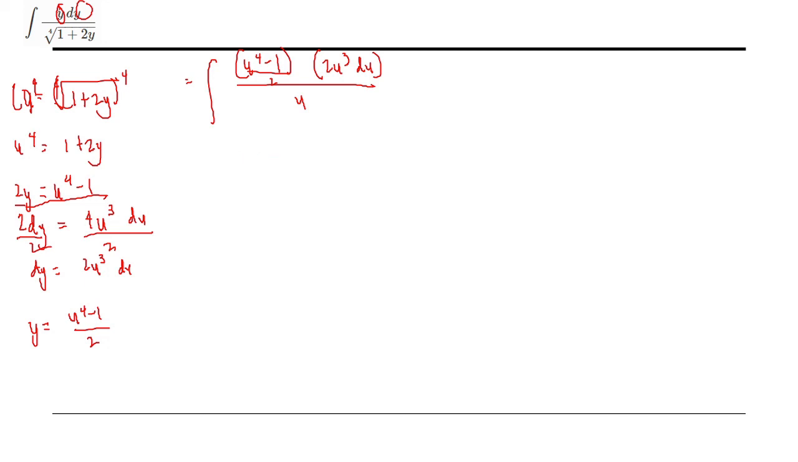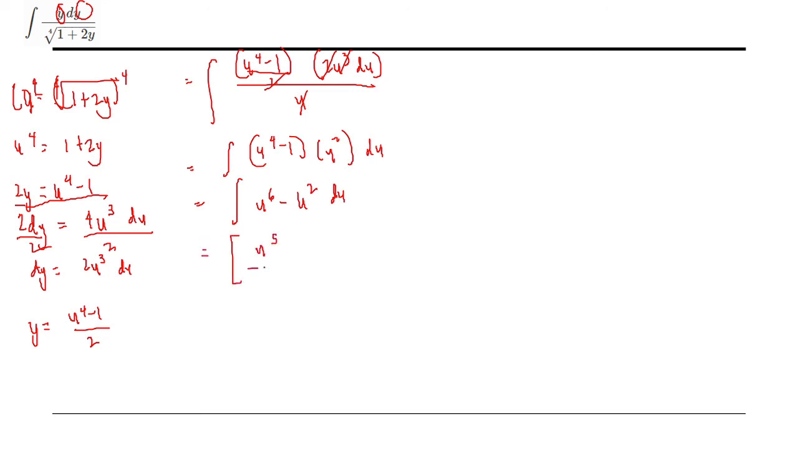Okay, so we can actually cancel that one. What remains is u to the 4th minus 1, times u squared du. Okay, so this now will be u to the 6th minus u squared du. So that is u to the power of 5 over 5 minus u to the power of 3 over 3. Okay, and then that's plus c.